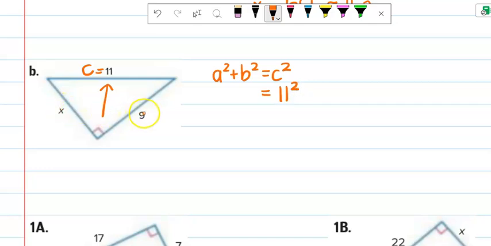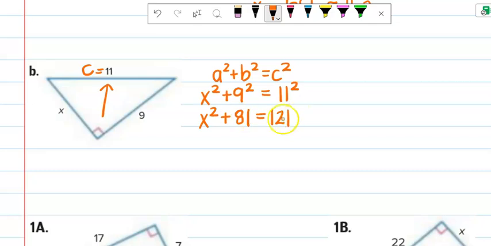And again, the other two sides, it doesn't matter which one we put in for a or b, as long as those get plugged in. Okay, so we can't simplify x squared, so that just comes down. 9 squared is 81, and 11 squared, 11 times 11, is 121.